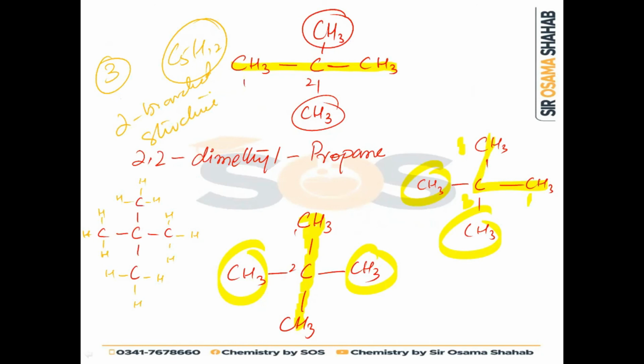Why do we call them isomers? Because we have the same molecular formula, which is C5H12, and we have different structures. Okay, boys. So those are the isomers for pentane and butane. Is that clear? Yes, sir. Any confusion in this?